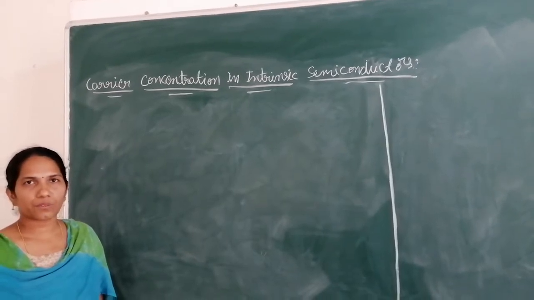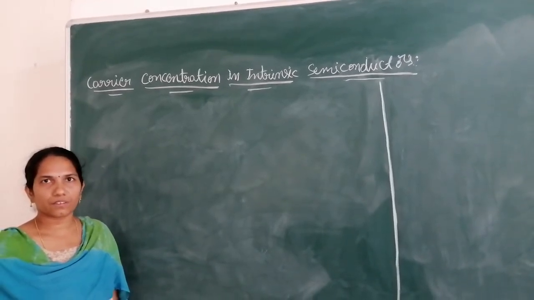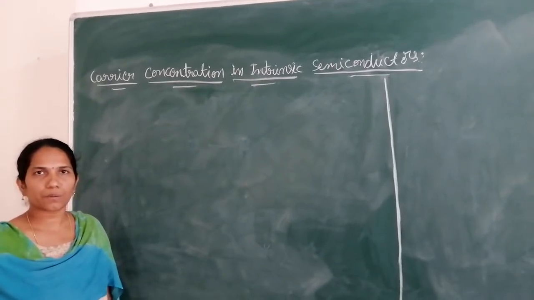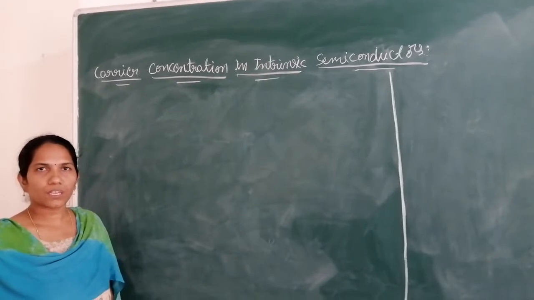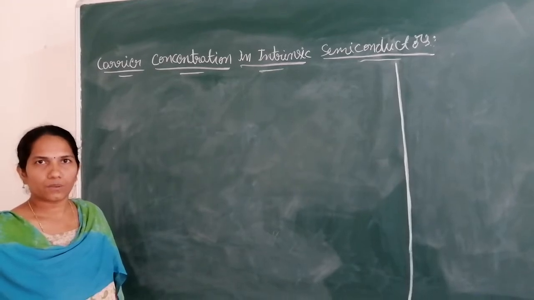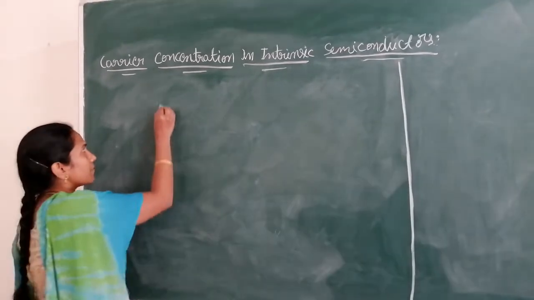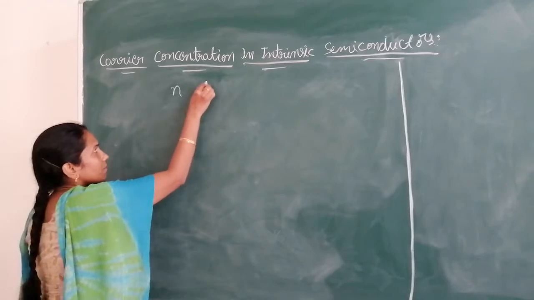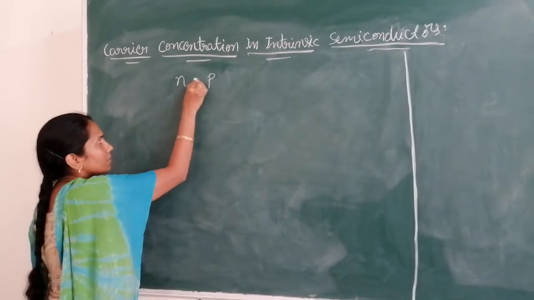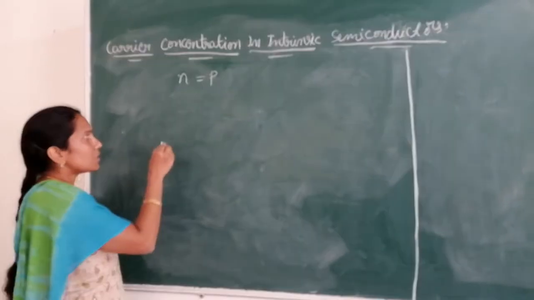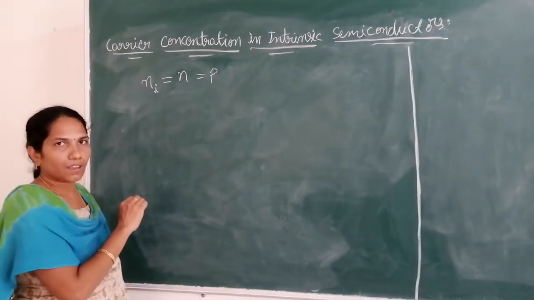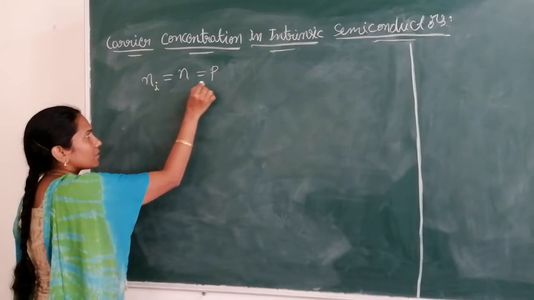Now I am going to discuss the carrier concentration in intrinsic semiconductors. As we all know, in intrinsic semiconductors the charge carriers are both electrons and holes. The number of electrons and the number of holes are equal. We represent the number of electrons with n and the number of holes with p. Now these two are the charge carriers, so let us represent Ni. Now I am multiplying the number of electrons and the number of holes.